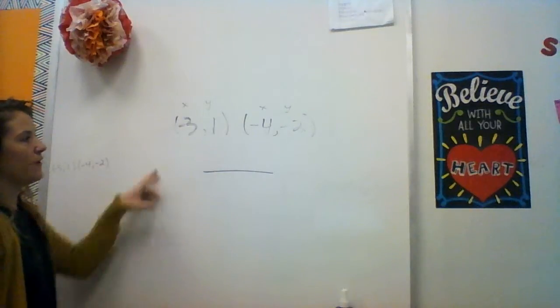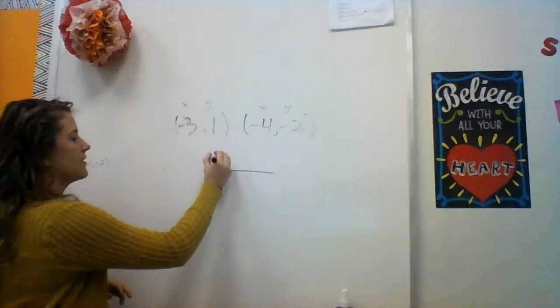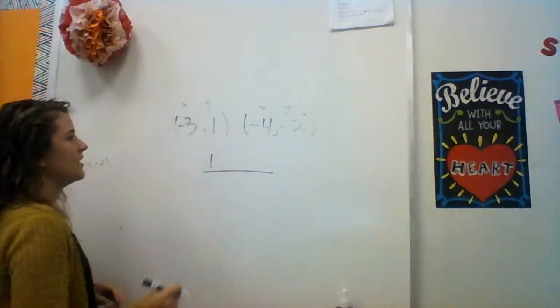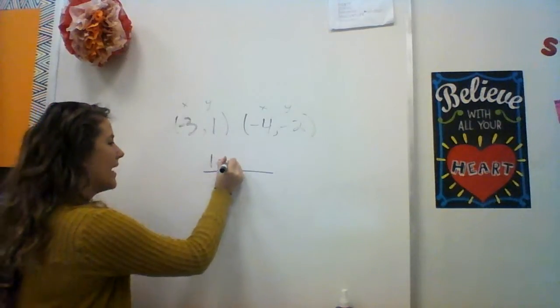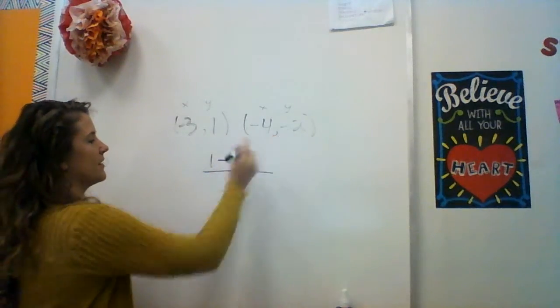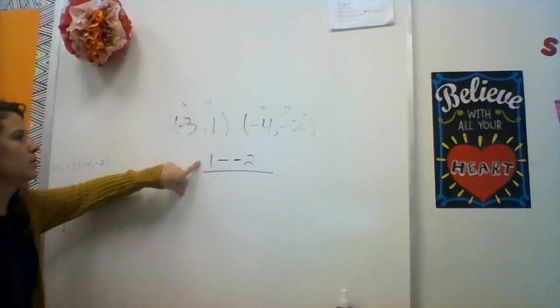Which variable do I start with on top? I start with my y's. I'm going to start with this y here, that's 1. And now this is where we need to be careful. I am subtracting my other y value. So this is 1 minus, and what I'm subtracting is a -2. So in this case, we're going to have 2 negatives at the top.